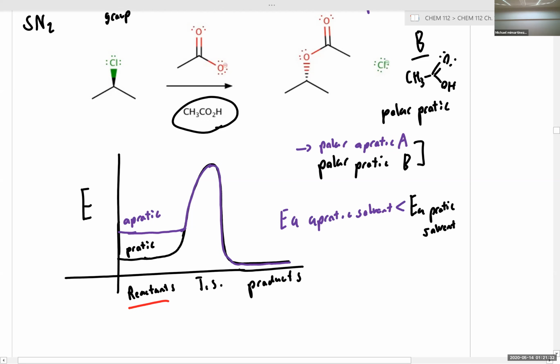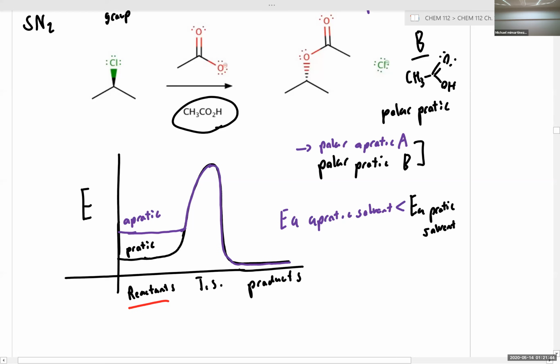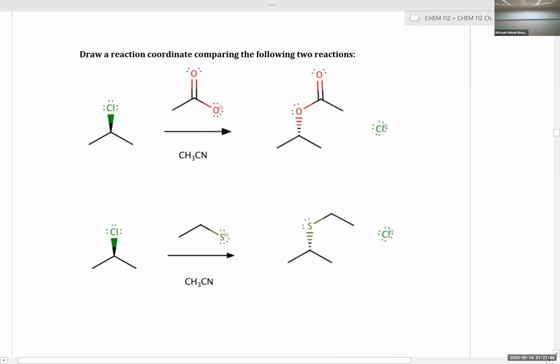Does that make sense to everyone? Does this idea of drawing reaction coordinates make a little bit of sense to everyone? Okay, so let's now try with a different example. Comparing the following two reactions, I'd like you to identify the major difference and then try to draw a reaction coordinate comparing these two reactions.